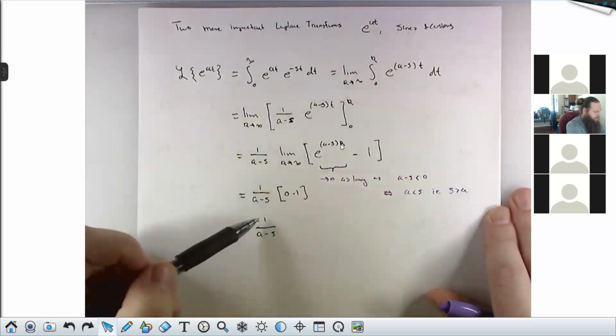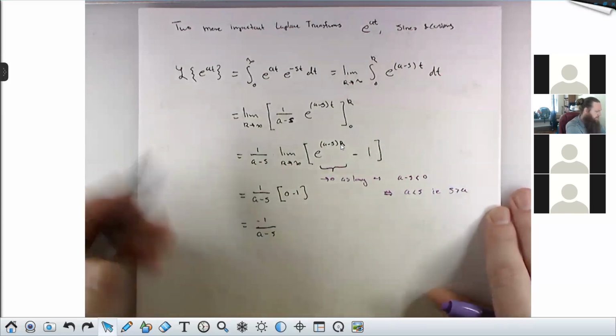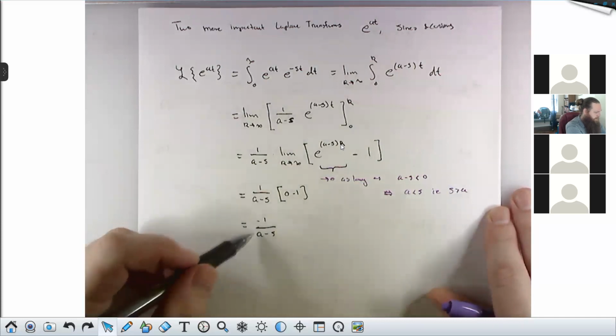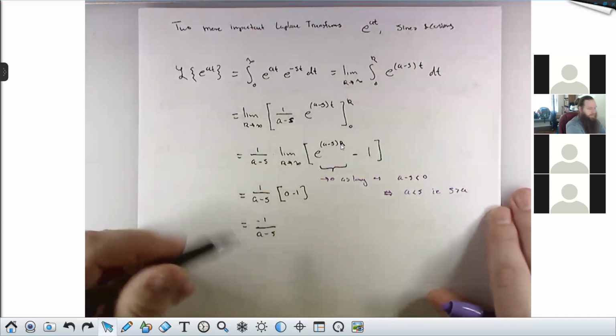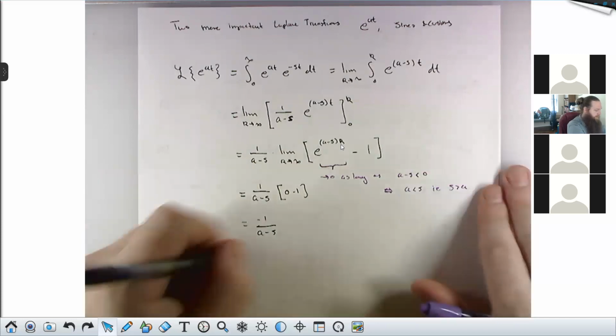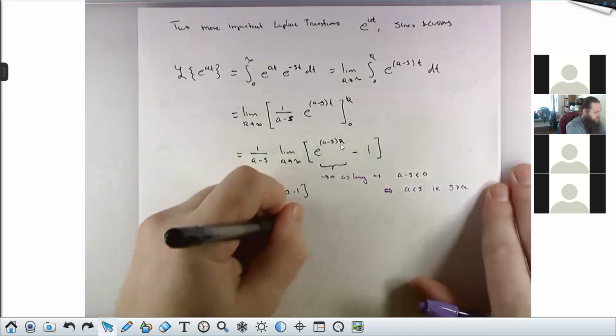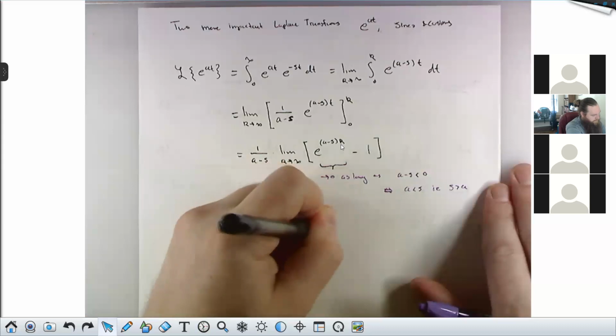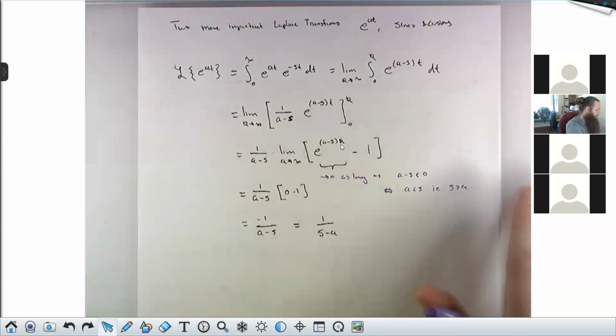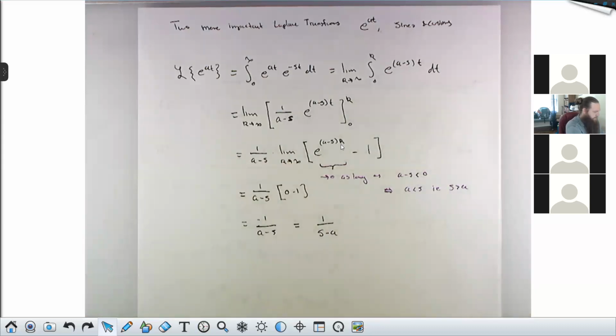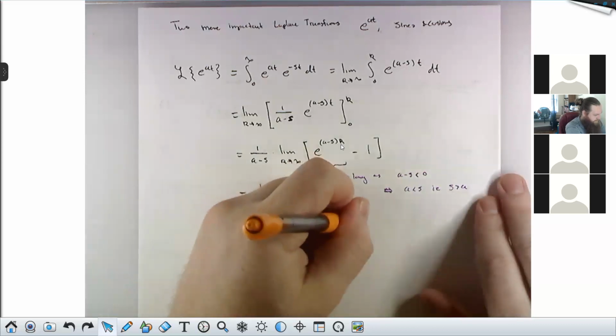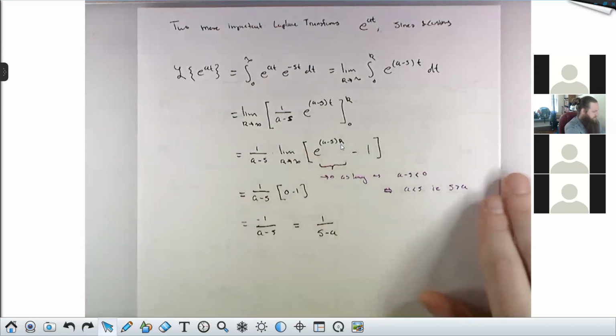And this negative can be thought of a few different ways. The nicest way to do it is to say, well, let me bring that negative downstairs. Negative parentheses a minus s is s minus a. So this is 1 over s minus a. And again, only defined for s strictly greater than a.